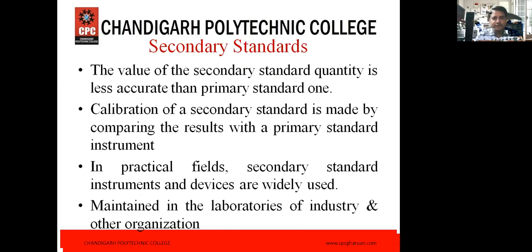Next is the secondary standards. The value of the secondary standard quantity is less accurate than the primary standard one. Calibration of secondary standard is made by comparing the result with the primary standard actually.